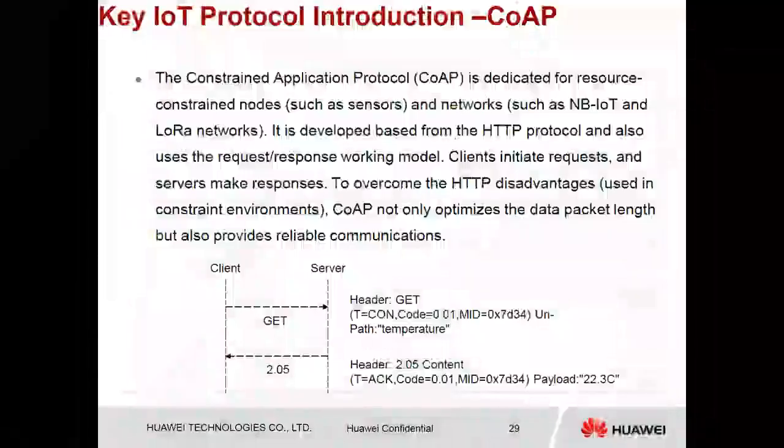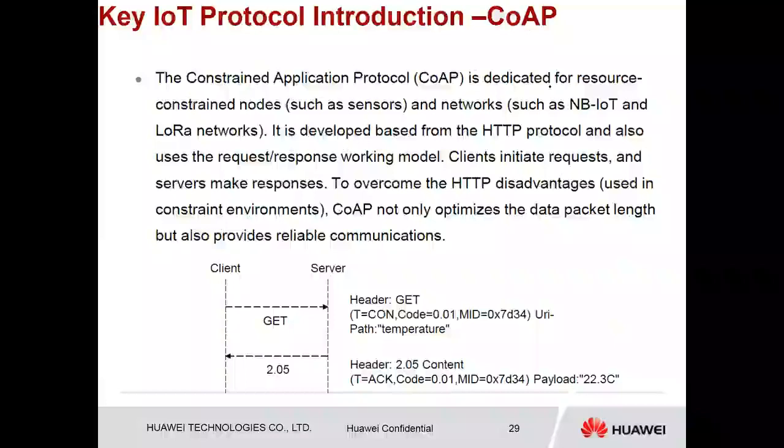And next is CoAP. Its full name is the Constrained Application Protocol. It's always used in NB-IoT networks, because NB-IoT supports very little bandwidth and low power consumption. So this protocol can also support these features: low consumption and less bandwidth.